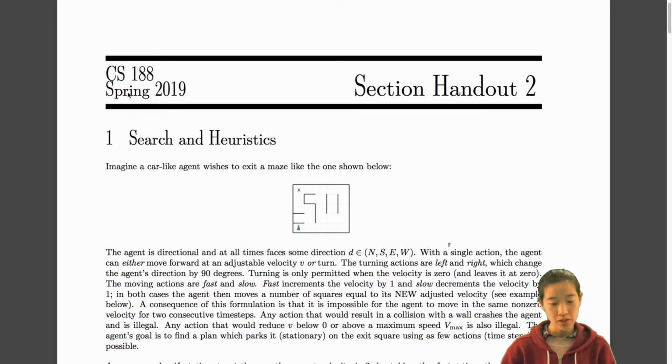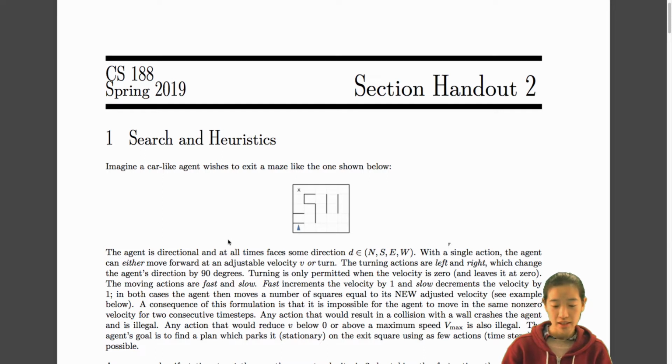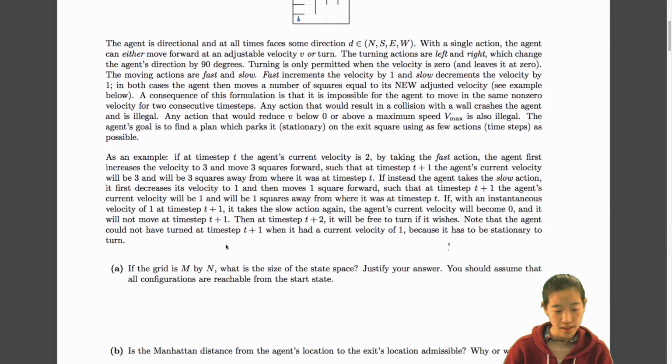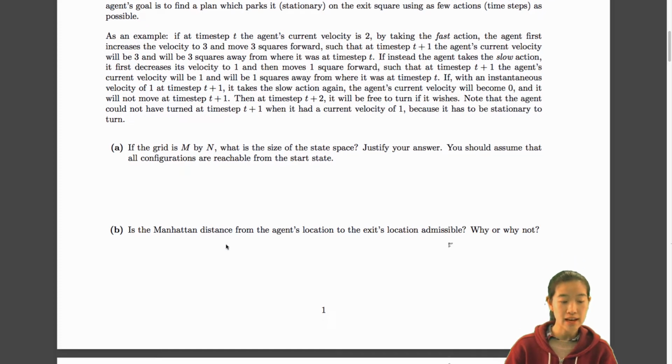Okay, so looking at question 1, we have an agent that's a car, and it can do actions: go in 4 directions, or it can accelerate or decelerate, which is a fast or a slow action. So now we would like to see what its state representation is going to be like. Let's take a look at question A. Question A is asking for the size of the state space.